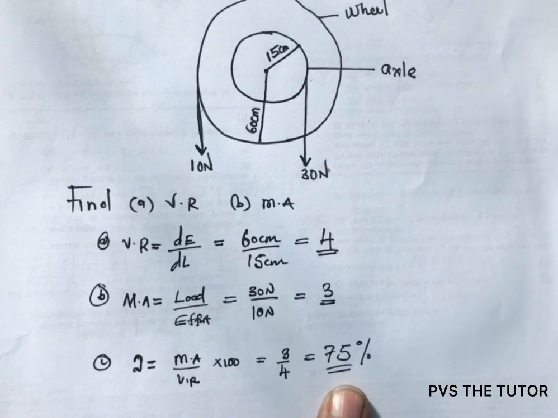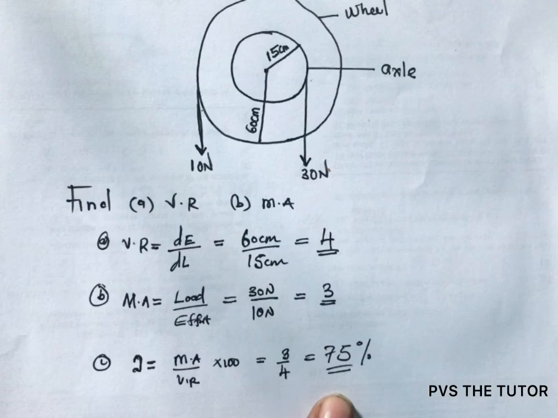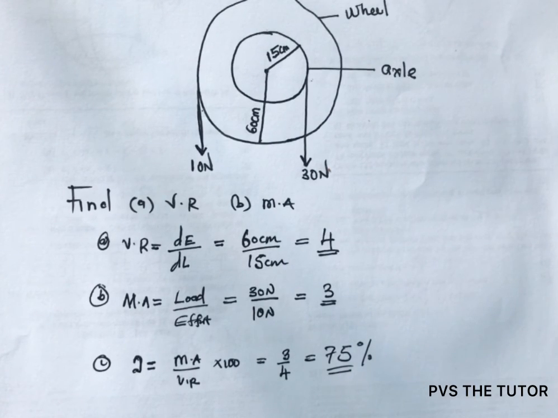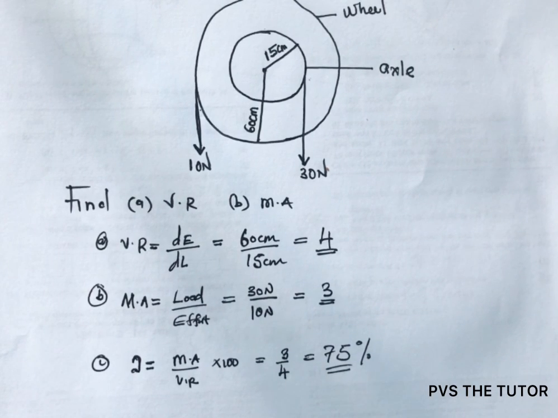But what does this value tell you about the system itself? This is telling you that only 75% of the energy that was put in has been put to good use, and the rest, which is 25%, has been wasted due to maybe sound, heat, and friction. That's what efficiency tells you about a simple machine. And I hope that this video has made sense to you.